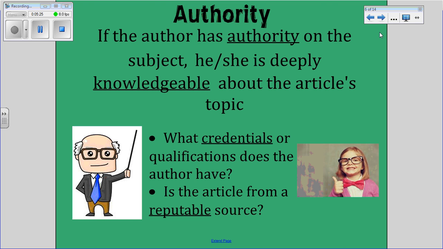Also, is the article from a reputable source? Reputable means people know that things that they publish are normally true. So instead of just being some home published magazine out of someone's basement, it's something that people have checked and know that is true.